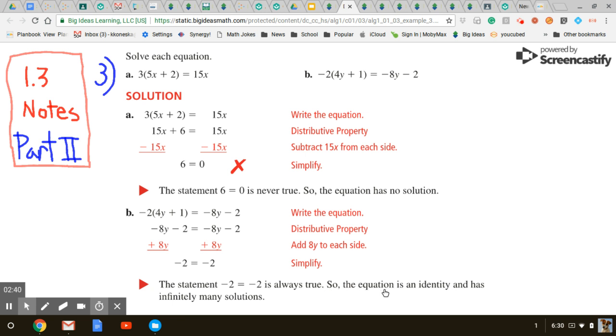So that means that the equation is called an identity, something that is exactly equal on both sides, no matter what the variable is. And therefore, this equation has infinitely many solutions. Any real number will work for y, because once they cancel out, you're going to be left with negative 2 equals negative 2 every time.